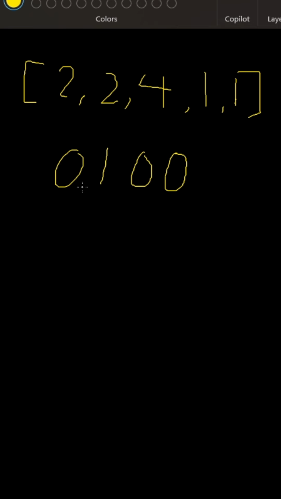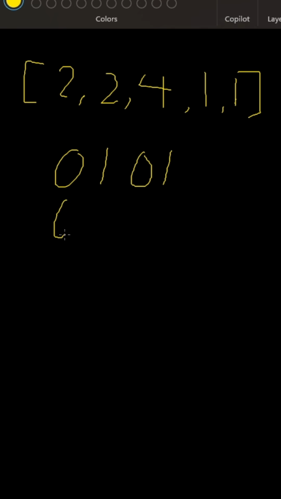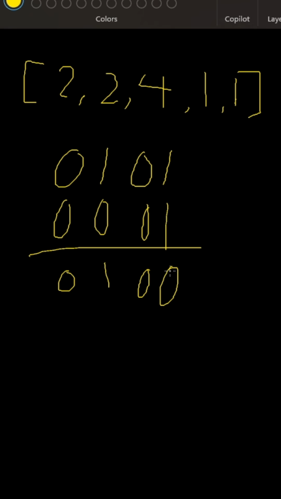So then we have 4 here, and then we can XOR with 1, which brings us the value 5. And then lastly, XORing it with 1. And as you can see, this brings us back to 4, which means it singled out the one element in the array that was only there once.